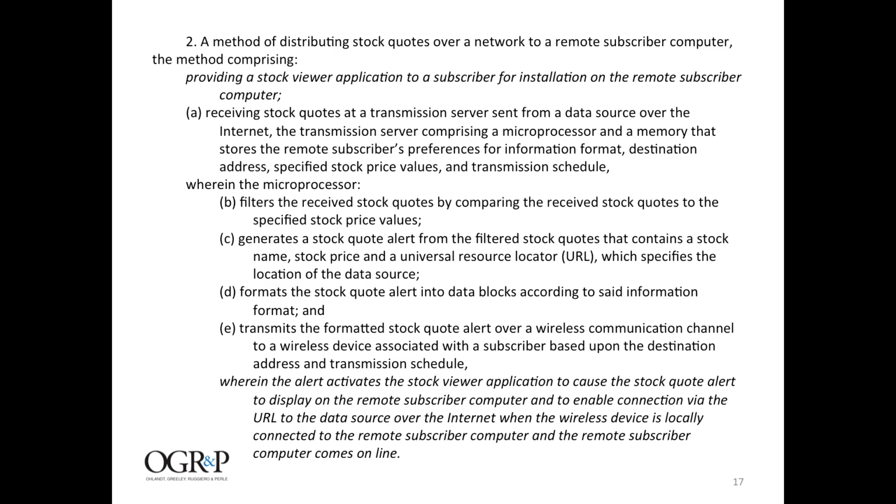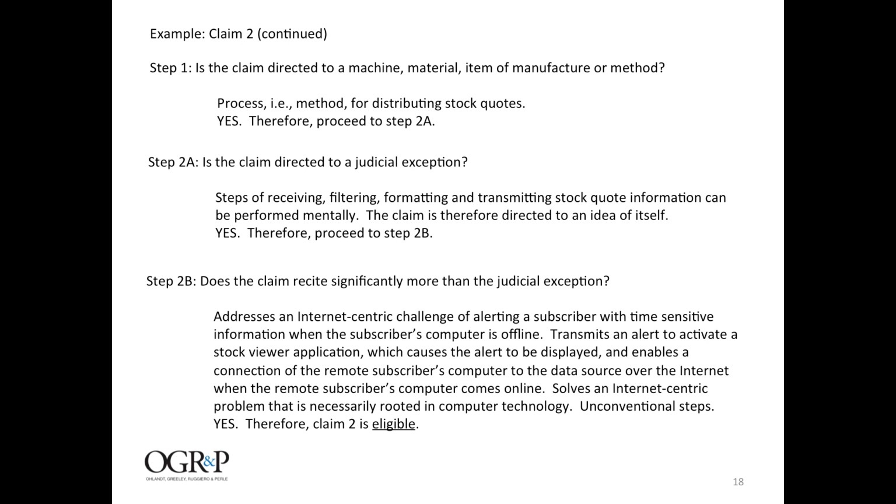Maybe I should have explained some background first here. Assume that your cell phone is off or not online, okay? And the purpose of this invention is to specifically issue an alert to me when my cell phone comes online. So the analysis presented on page 18 down at the bottom says that this invention addresses an internet-centric challenge of alerting a subscriber with time-sensitive information when the subscriber's computer is offline. It transmits an alert to activate a stock viewer application, which causes the alert to be displayed and enables a connection of the remote subscriber's computer to the data source over the internet when the remote subscriber's computer comes online. This solves an internet-centric problem that is necessarily rooted in computer technology. And this is where they use the phrase unconventional steps.